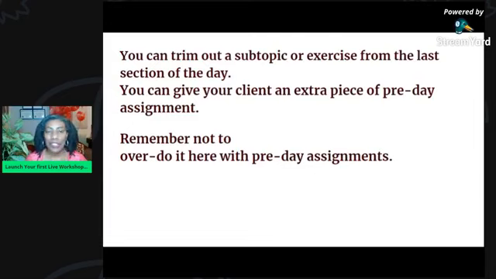You can give your client an extra piece of per day assignment. And that means that before they join the workshop, give them an assignment, give them homework, give them something to do. Okay. Remember not to overdo it here with the per day assignments.